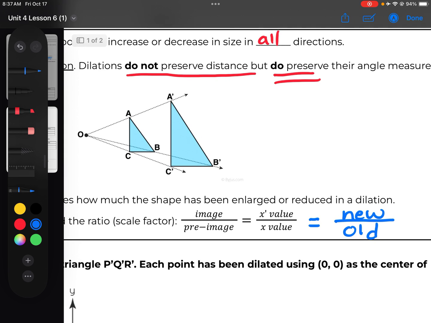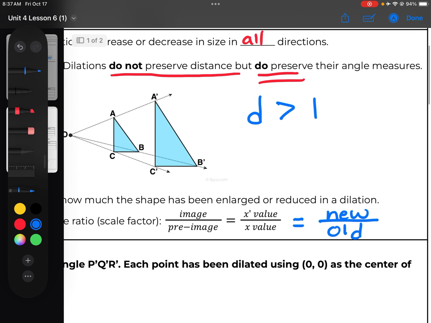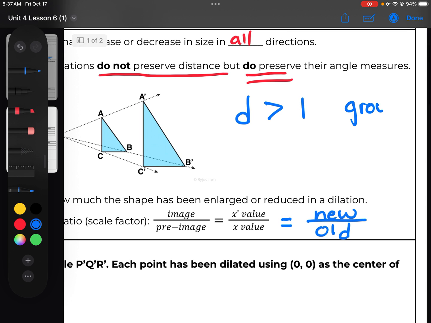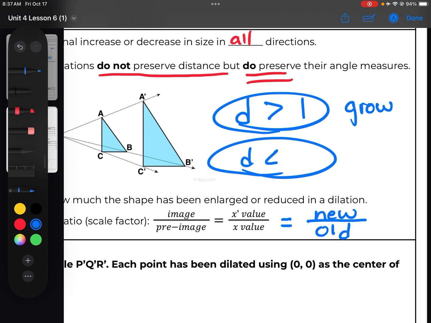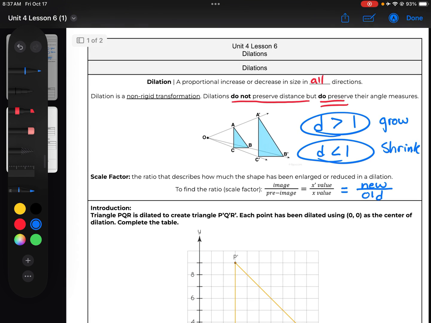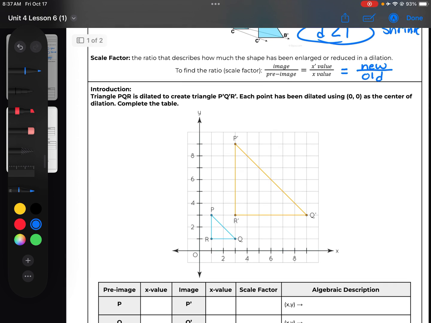Now, for a dilation that is larger than 1, that is going to grow in size, okay? For a dilation that is less than 1, it is going to shrink in size. There we go, shrink.